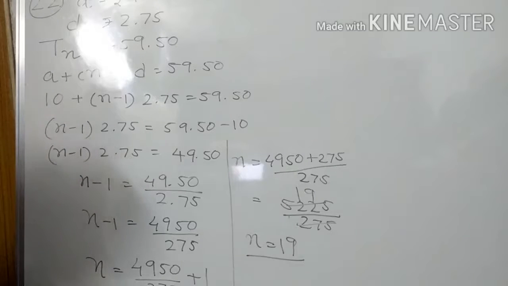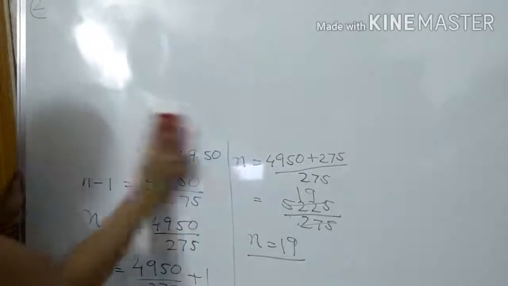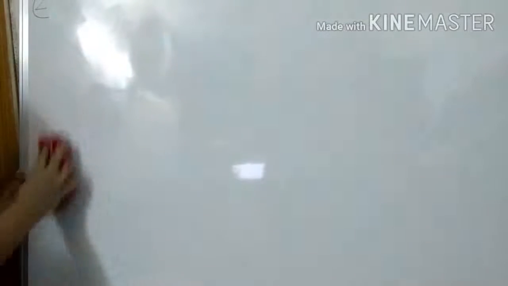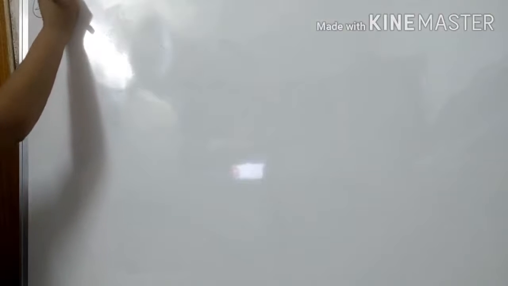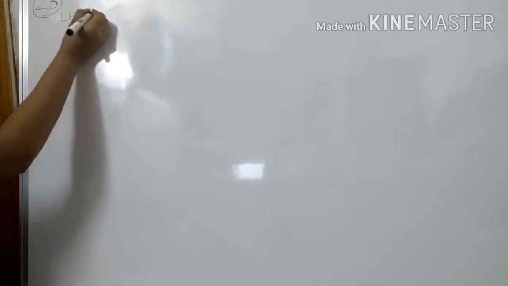Now let us start the last question. Last question is a kind of prove that: for an AP, show that. So we will show what they ask for. In this type of question we will show LHS is equal to RHS. So let us start from left hand side. This is the last question of our exercise 9A. So I write here left hand side first.